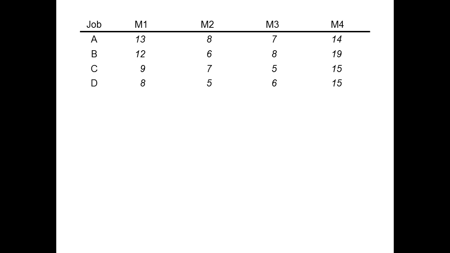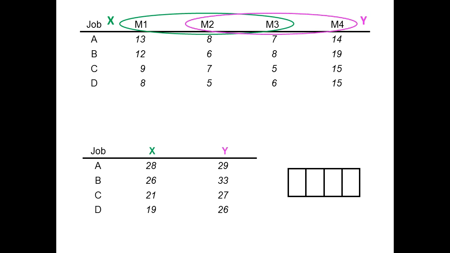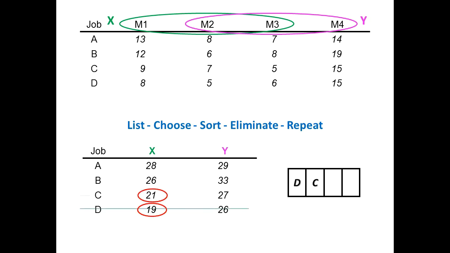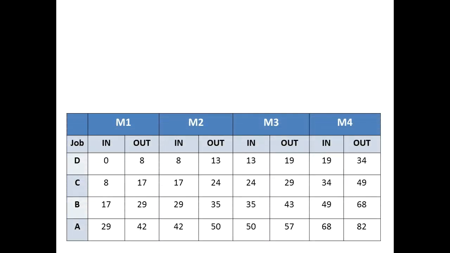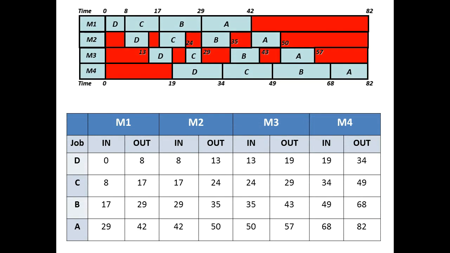The same goes for problems involving 4 work centers. M1, M2, and M3 will be combined to become X, and M2, M3, and M4 will be combined to become Y. List all jobs and new activity time. Apply Johnson's rule to find the new job sequence. Construct the activities table, construct the Gantt chart, and finally identify the completion time and idle time.